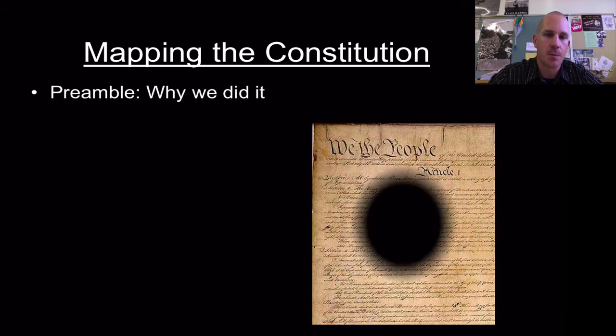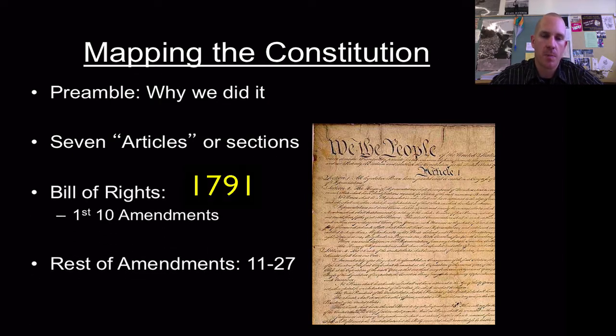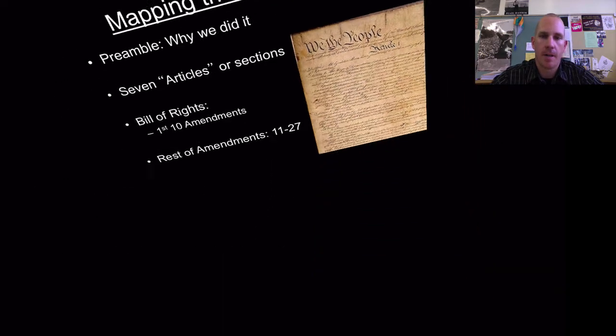So mapping the Constitution itself, what is it? The Preamble is reasons why we did it. There are seven total articles, or if you want to call them sections. The Bill of Rights is going to be added much later, and it's really going to be the hinging point of ratification. That's the first 10 amendments. The rest of the amendments, 11 through 27, have been added since 1791. And here's the preamble itself.